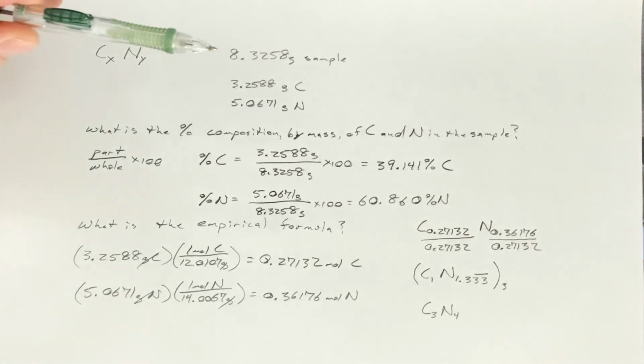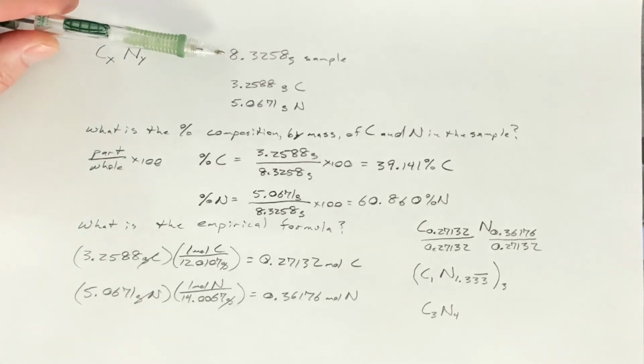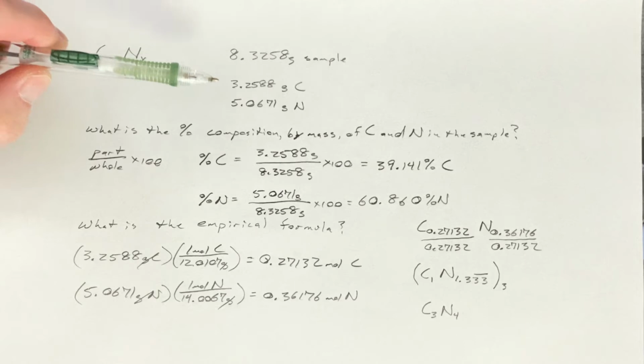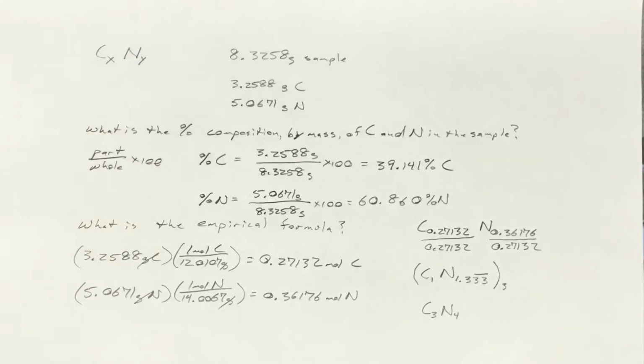So if we know the total mass of the sample, and we know the masses of the elements within the sample, we are able to determine the percent composition by mass, and we are also able to determine the empirical formula. Let's consider a case where we know the percent composition by mass, and we are asked to determine the empirical formula.